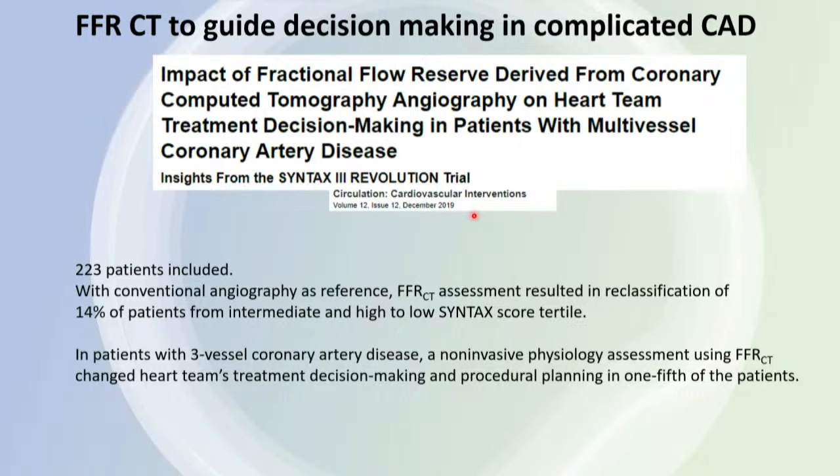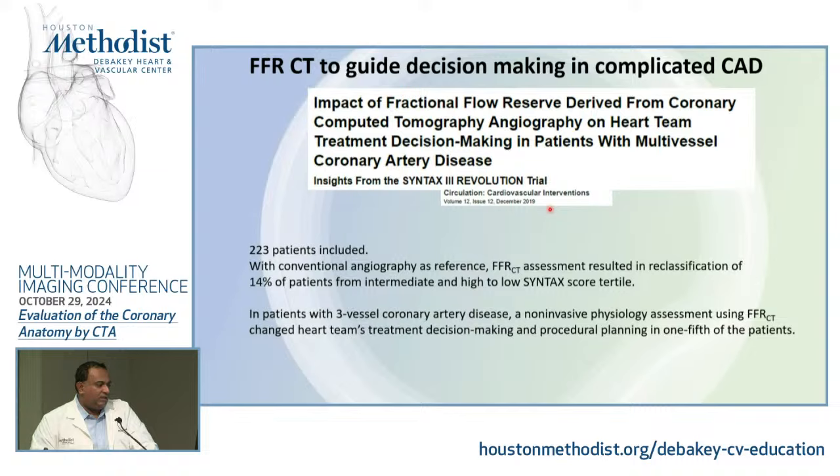in complicated CAD. This one paper looked at its utility in patients with 3-vessel disease, and this was part of the SYNTAX III Revolution trial. They provided one heart team with FFRCT results and another heart team without FFRCT results. And incorporation of FFRCT resulted in reclassification of 14% of patients from intermediate and high risk to a low SYNTAX score tertile. And with regards to the decision of whether it was going to be multi-vessel PCI or CABG, it changed that decision in about 20% of patients.